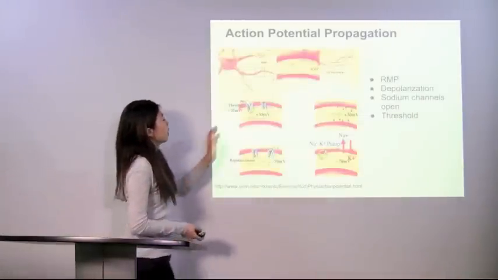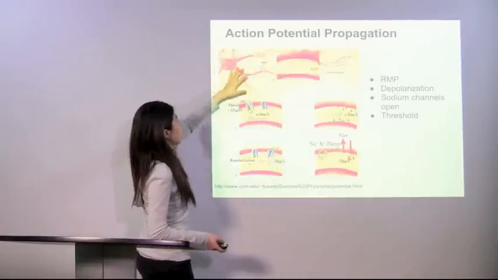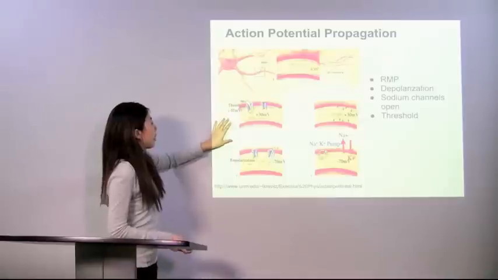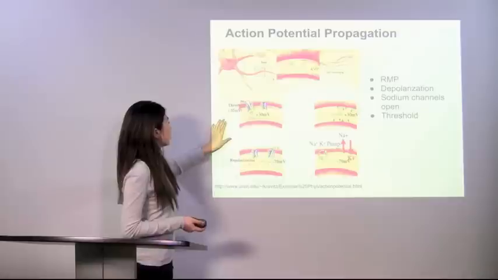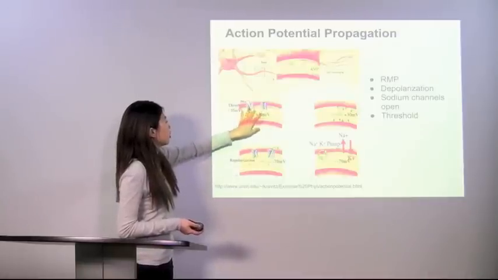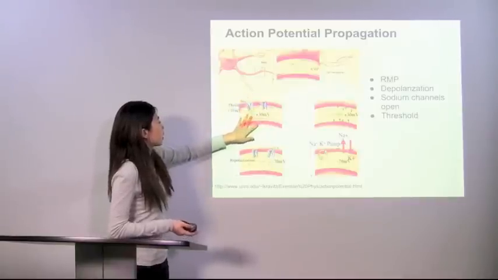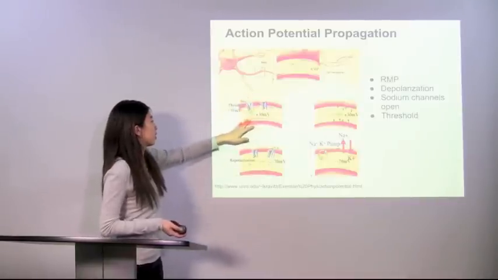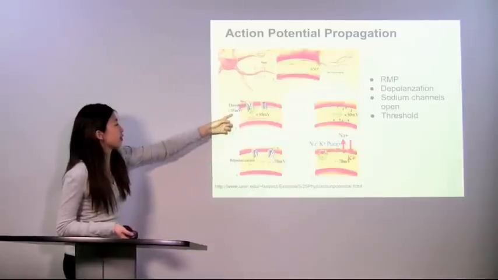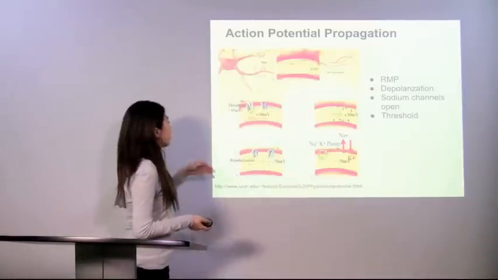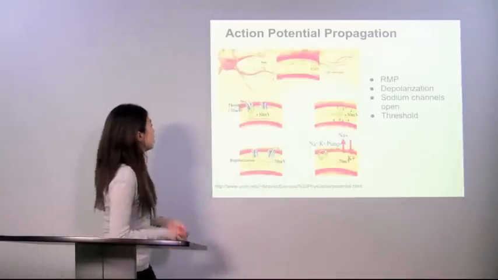So here we have this picture of the normal resting membrane potential. Everything is normal, and when any stimulation occurs, the depolarization begins. The depolarization causes the sodium channels to open, and so the sodium ions will rush into the cells to a level that cannot be stopped. So this is called the threshold. It reaches minus 55 millivolts. It will become more and more positive. This is where the action potential begins.